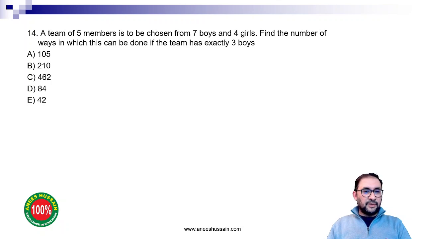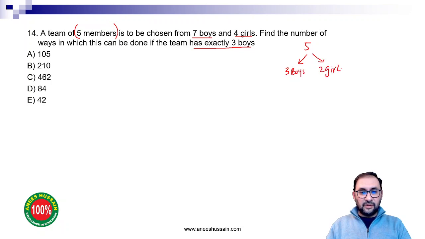Question number 14. A team of 5 members is to be chosen from 7 boys and 4 girls. So we have 7 boys and we have 4 girls, and from these 11 people, we are choosing 5 people. Find the number of ways in which this can be done if the team has exactly 3 boys. So if you're choosing 5 people and 3 are supposed to be boys, that means the other 2 must be girls.